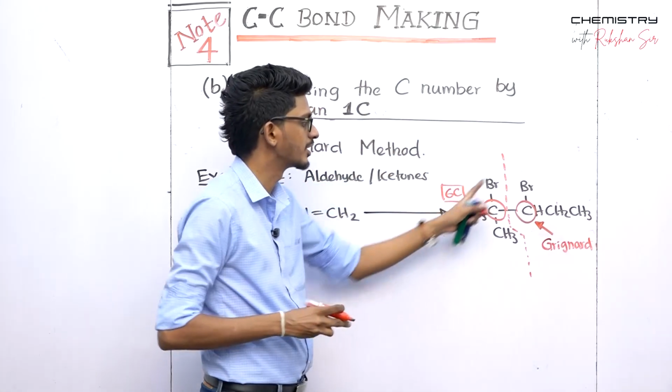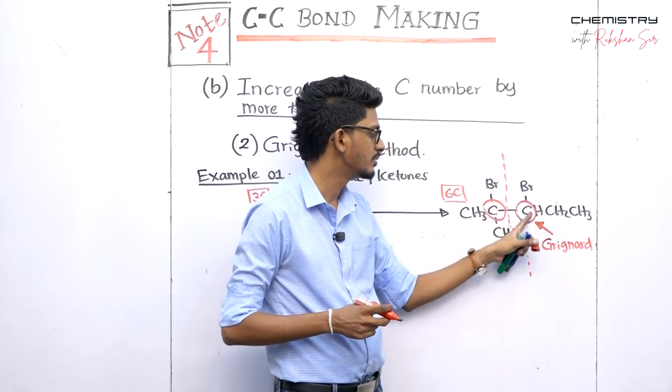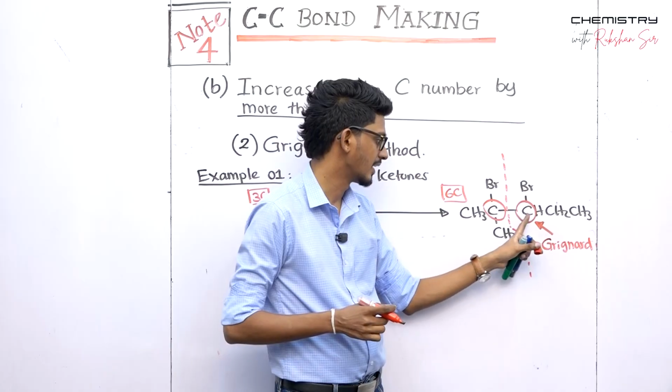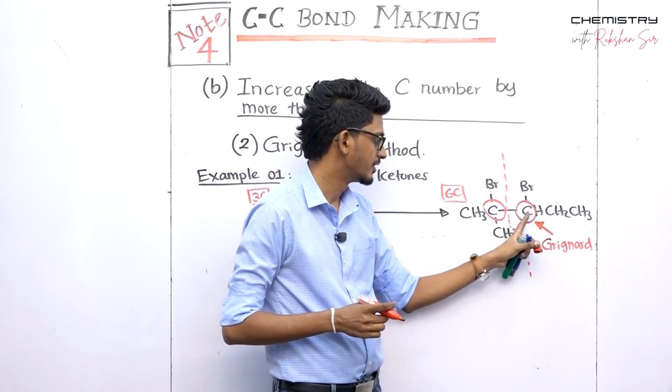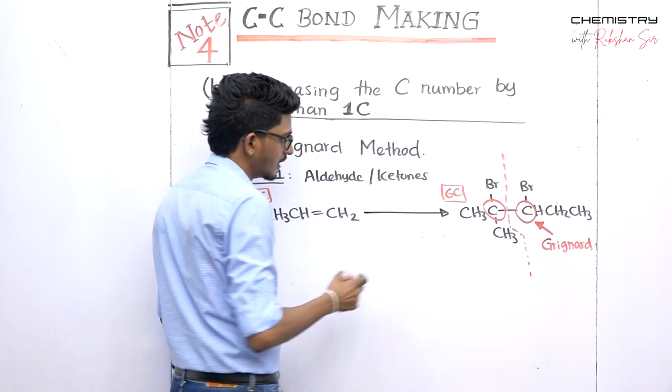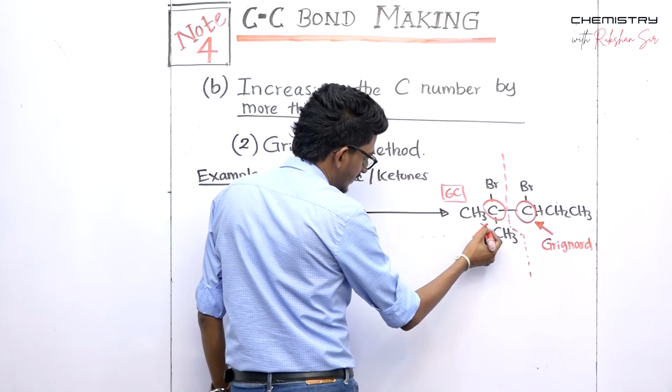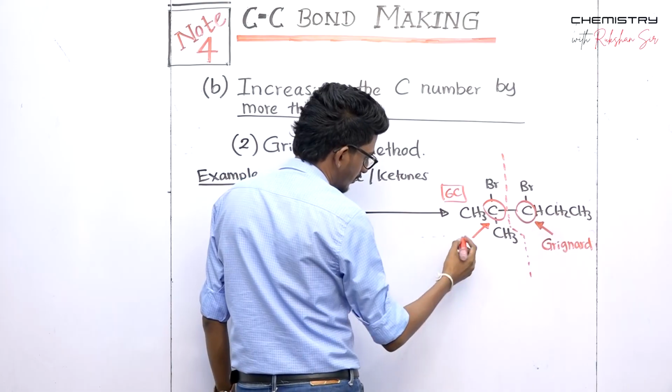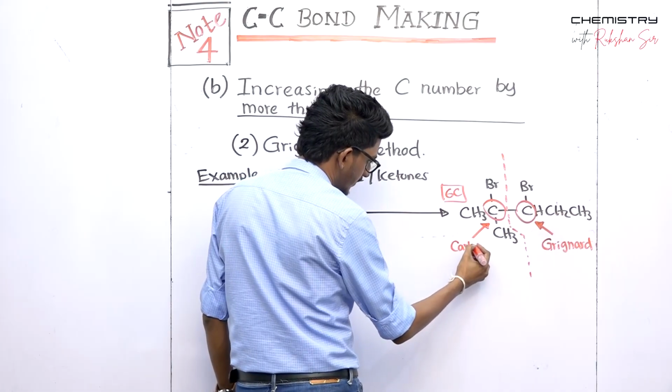But this section is coming from the Grignard. So this is the carbon bearing the MgBr. This is the reactive carbon which bears the MgBr before connecting. So if this is from the Grignard, this block should be from the carbonyl compound.